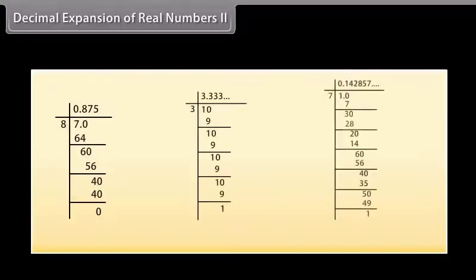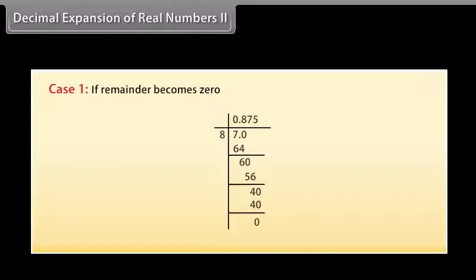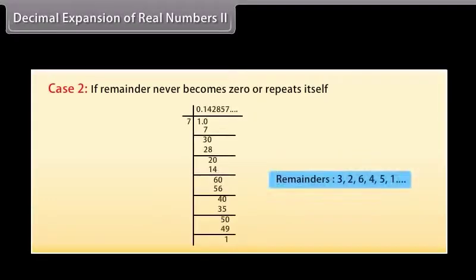Did you notice something here in all these examples? Notice that here the remainder either becomes 0 after a certain stage or starts repeating itself. Let us go through these cases one by one. Case 1: if the remainder becomes 0, then the decimal expansion ends after a finite number of steps. The decimal expansion of such numbers is terminating. Case 2: if the remainder never becomes 0 and repeats itself, then the decimal expansion of such numbers is non-terminating recurring.